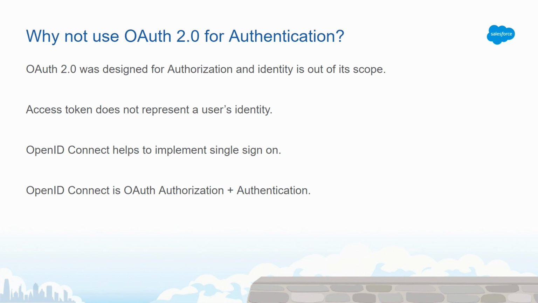One key takeaway is that OAuth is representative of your permissions. It was designed only for permissions. It wasn't designed with identity in mind. And the access token, once again, represents your permissions. It does not represent your identity. So OpenID Connect helps us to implement single sign-on. And the way I remember this is OpenID Connect is nothing but OAuth plus authentication. So that's the idea of OAuth and OpenID Connect.